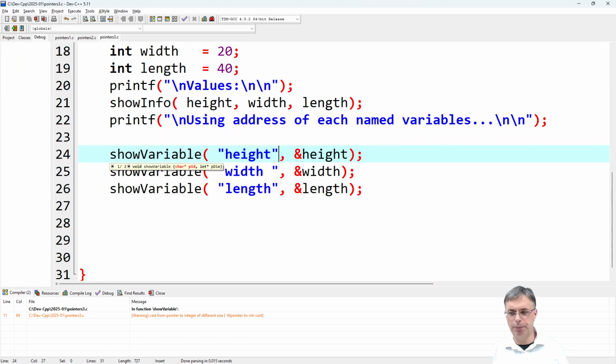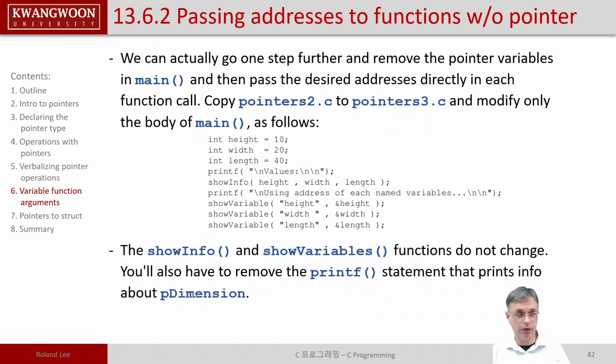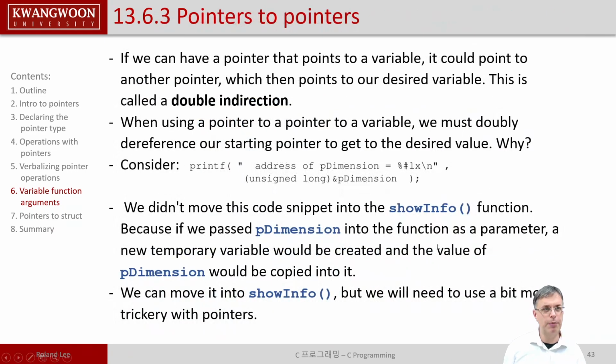Okay, pointers is our next topic. We are very near to close our chapter as well. So if we can have a pointer that points to a variable, it should come as no surprise that we have a pointer that points to another pointer, which then points to our desired variable. This is called a double indirection.